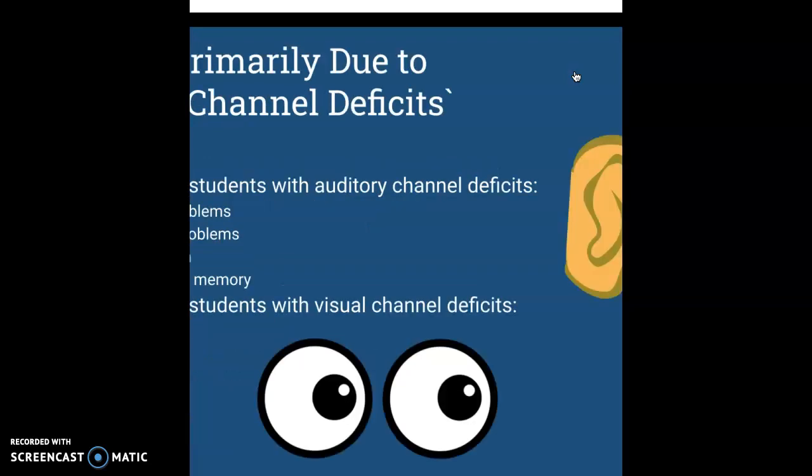And finally, the last slide, spelling errors primarily due to auditory and visual channel deficits. So for spelling errors that are evident in students with auditory channel deficits, auditory substitution problems or cultural problems occur, when the child might substitute T for D. Auditory discrimination problems in which the child confuses vowels.